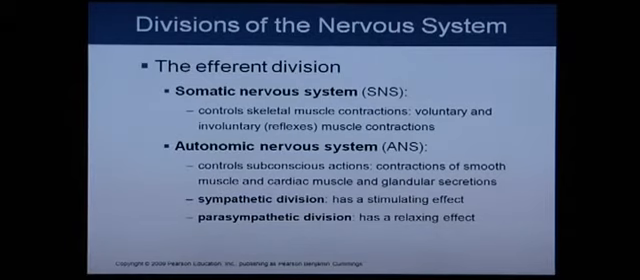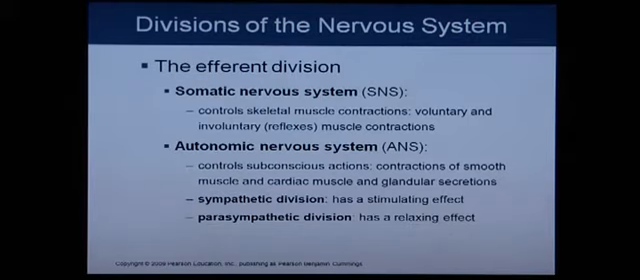Okay, so looking at the efferent division, we have the somatic nervous system, or SNS. There's a lot of abbreviations to remember here. And this part is going to actually control skeletal muscle contractions, voluntary and involuntary muscle contractions, or what we know of as our reflexes.